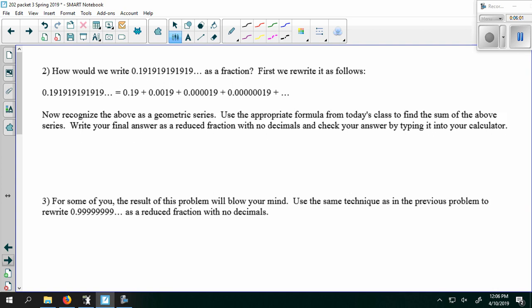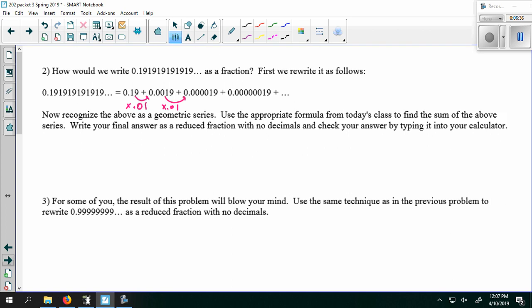Okay, to write 0.19191919 repeating forever as a fraction, we first rewrite it as 0.19 plus 0.0019 plus 0.000019, etc. And we recognize that this is geometric. Okay, so what do you multiply 0.19 by to make 0.0019? 0.01. That would move the decimal place 2 to the left. And if you multiply by 0.01 again, you get the next number in the list, and on and on.